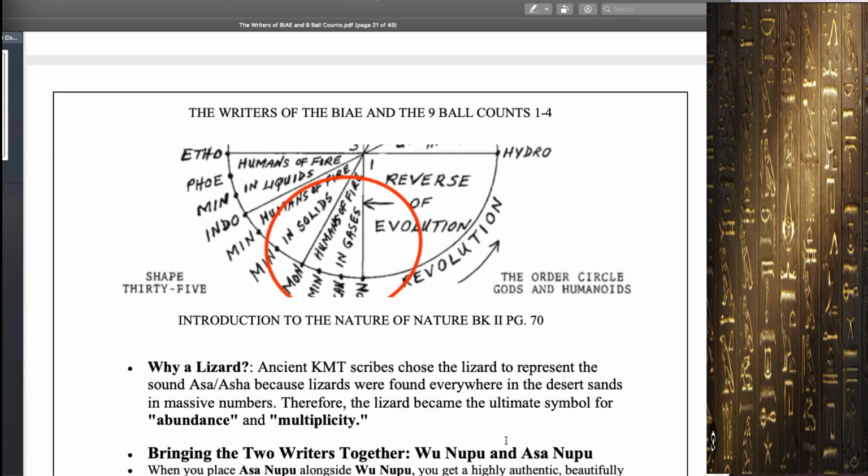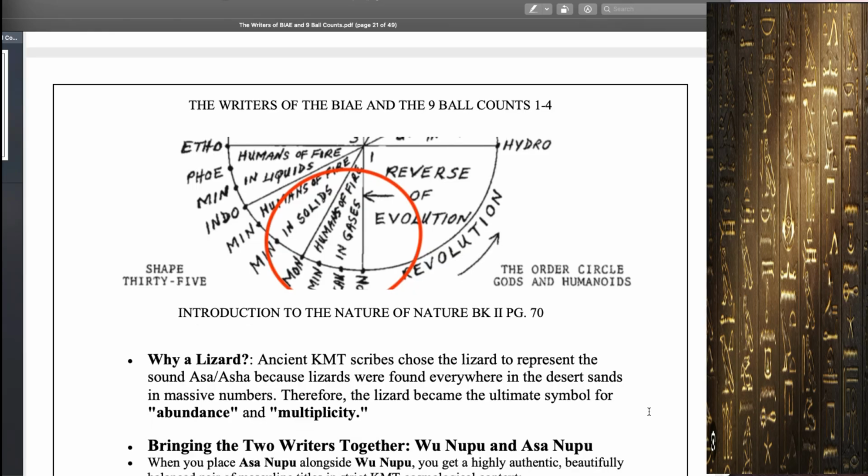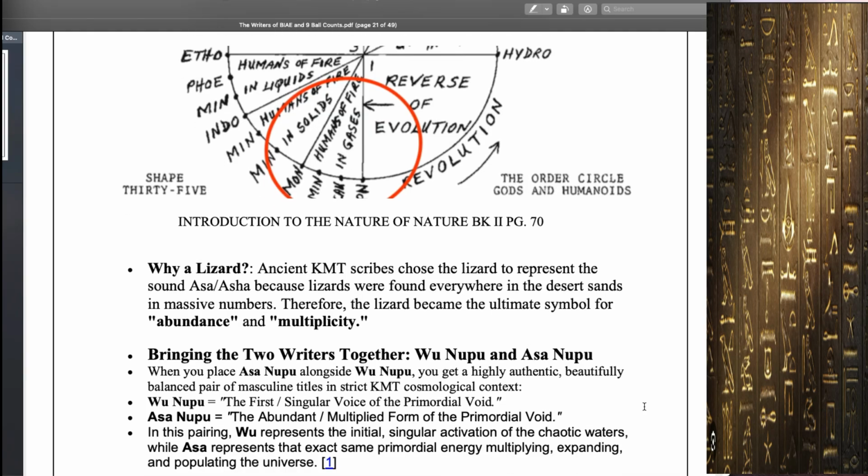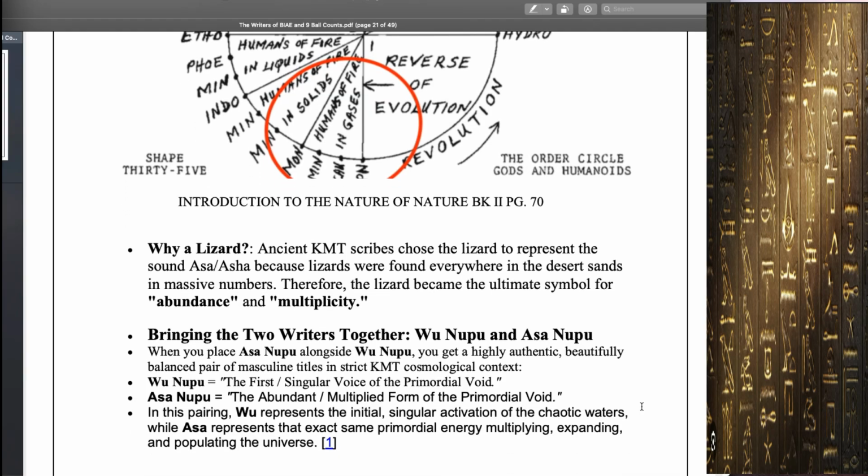Why lizard? Ancient Kemet scribes chose the lizard to represent the sound of Asa or Asha because lizards were found everywhere in the desert sands in massive numbers. Therefore, the lizard became the ultimate symbol for abundance and multiplicity. Bringing the two writers together, Nupu and Asa Nupu, when you place Asa Nupu alongside Nupu, you get a highly authentic, beautifully balanced pair of masculine titles in strict Kemet cosmological context.